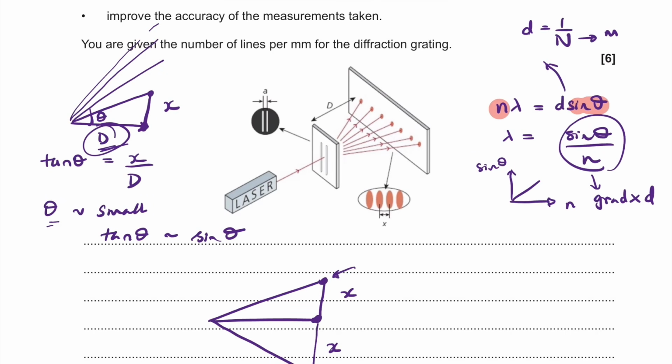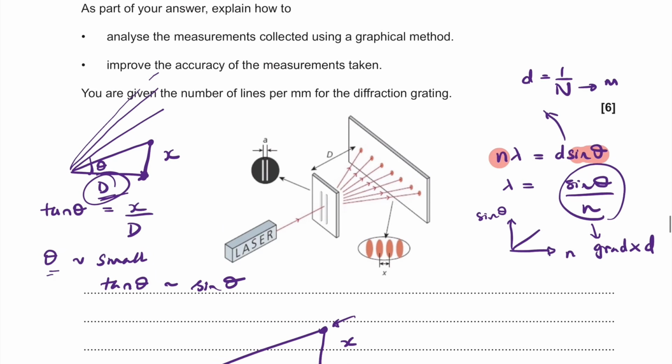In terms of all the measurements such as d, I would use a meter ruler, and to measure theta, I would use the protractor, and also consider using SOHCAHTOA to make sure that the values are consistent with one another. So plotting the graph of sine theta versus n would help me get the value of lambda.